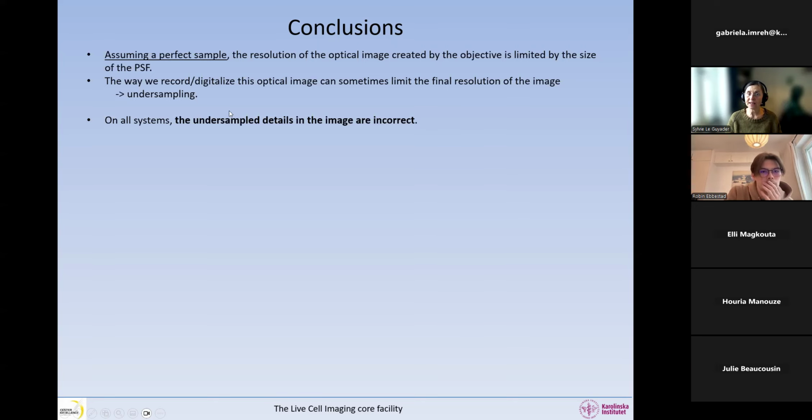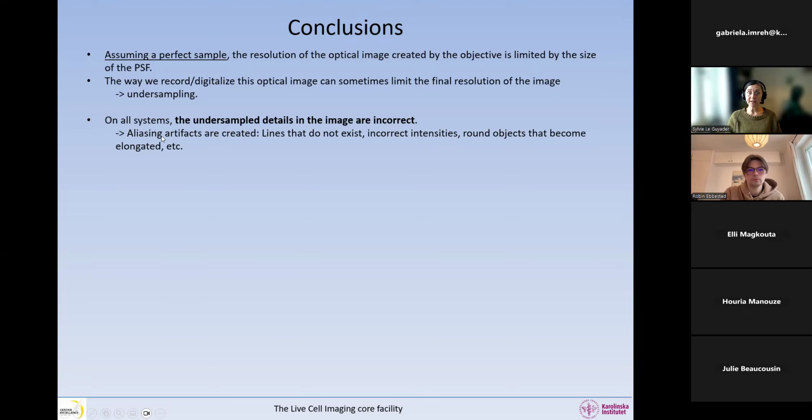So on all systems, the undersampled details in the image are incorrect. I'm not saying that everything in the image is incorrect. It's only what is undersampled in the image that is incorrect. So we create artifacts: lines that do not exist, incorrect intensities, and round objects that become elongated. But again, all these artifacts are only present in the objects that are undersampled in the image. So if these objects are not of interest for you, it's fine.